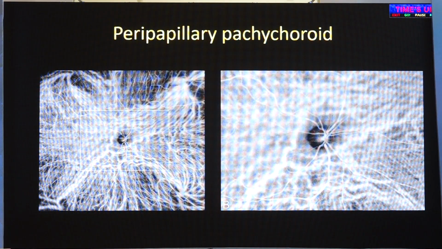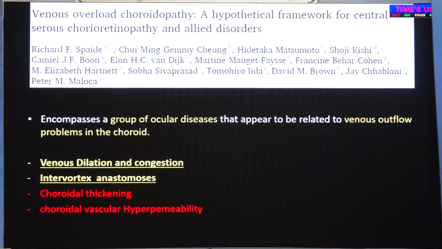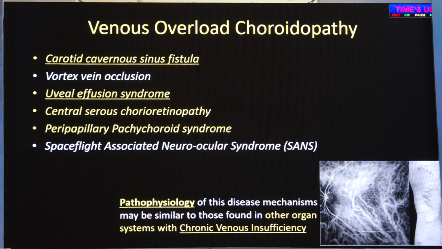In peripapillary variant of CSC, you can have this intervortex anastomosis around the optic disc and not at the macula. In CSC, you have it at the macula. In peripapillary, you can have it around the optic disc. So of late, there's now a new group of diseases wherein it is common, the intervortex anastomosis, choroidal venous congestion, dilated outer choroidal veins and choroidal vascular hyperpermeability with choroidal thickening.